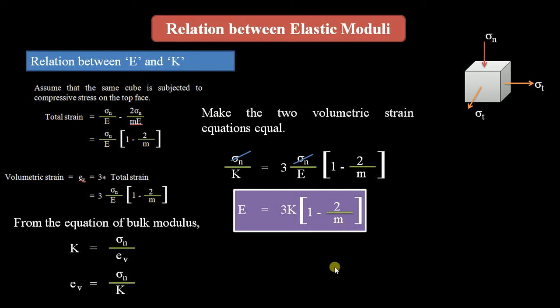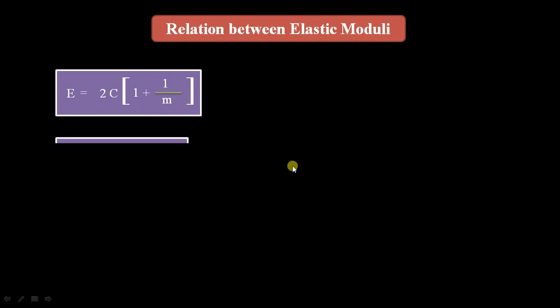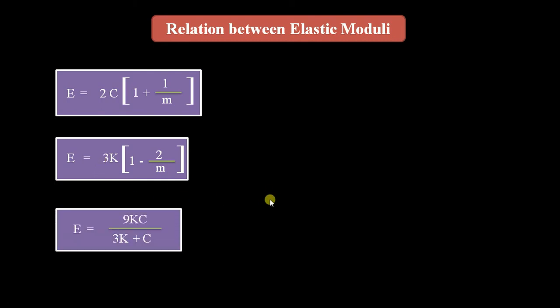Now finally we try to write the relations we got. The first relation, between E and C, is E is equal to 2C into 1 plus 1 by m, and next E is equal to 3K into 1 minus 2 by m, and the third relation we also get gives the relation between these three, E, C and K. That relation is obtained as E is equal to 9KC by 3K plus C.